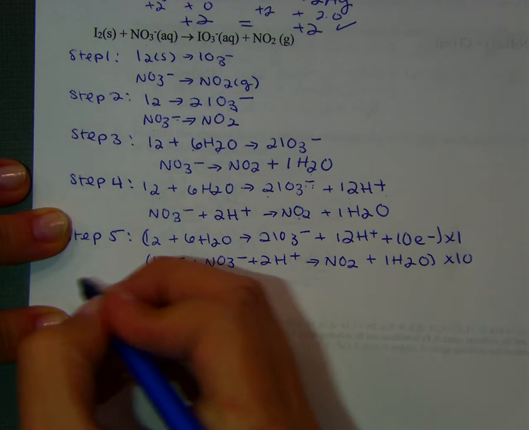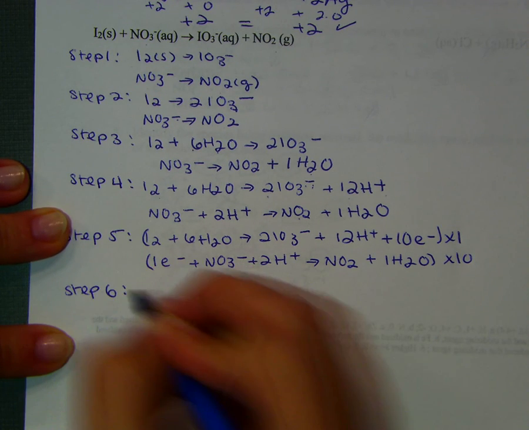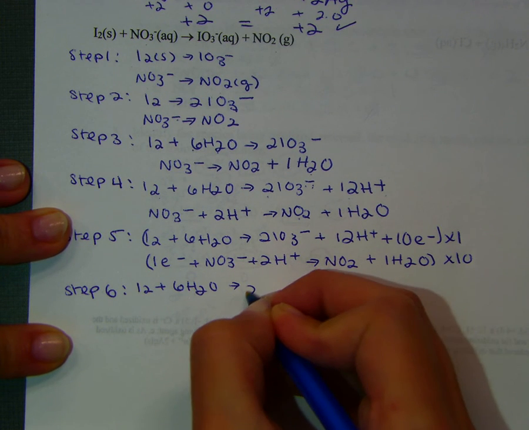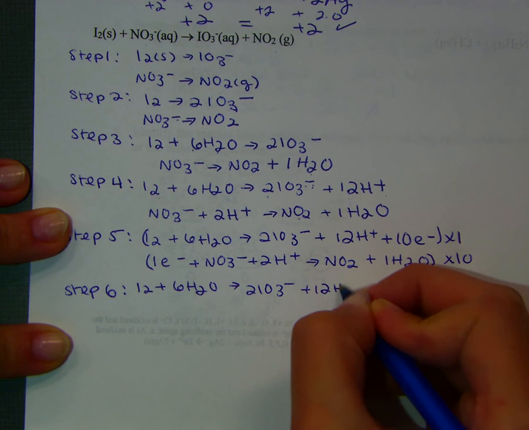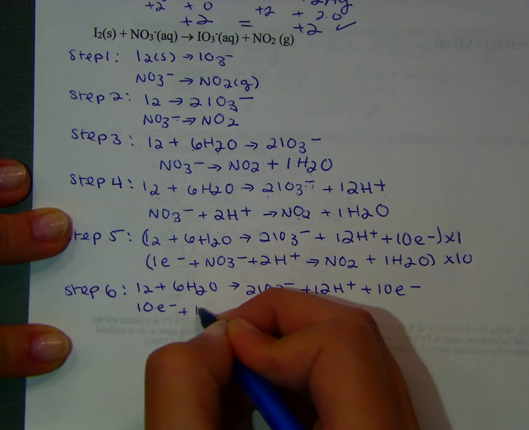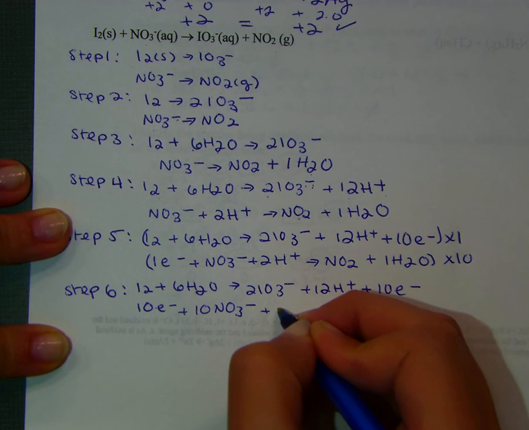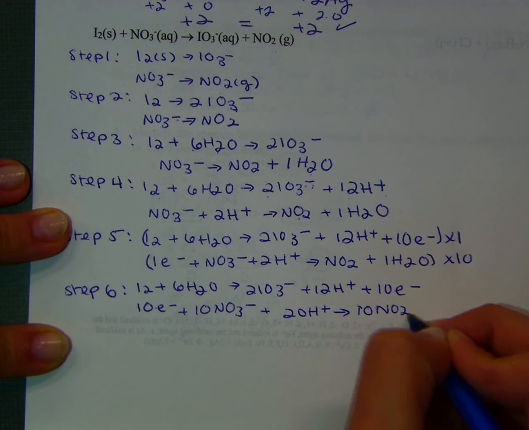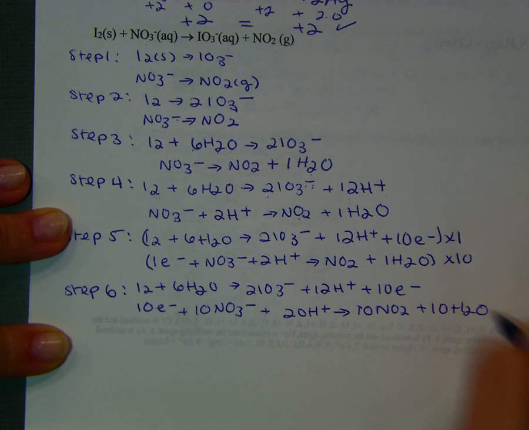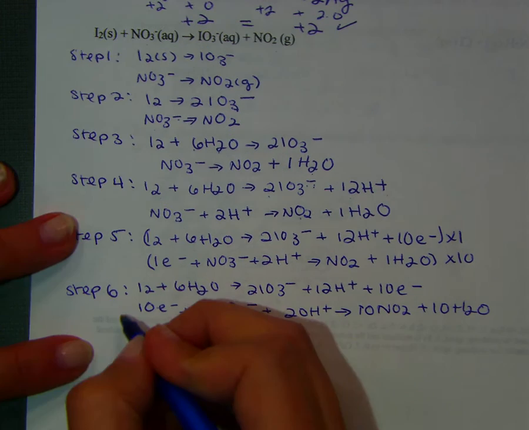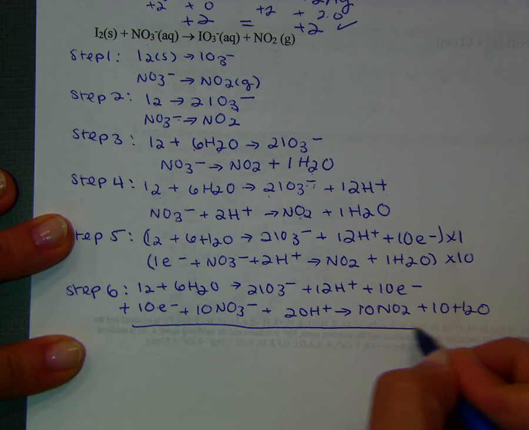All right? So step 6, we're going to multiply that through, and I get I2 plus 6 H2Os is to the 2 IO3 minus plus my 12 H plus my 10 electrons, and the bottom one is going to be 10 electrons plus 10 NO3 minus plus 20 H plus is to 10 NO2 plus 10 H2O. All right, and finally, our final step before we check our charge and see if we've done all these steps correctly is I'm going to add them together and cancel everything that's left.